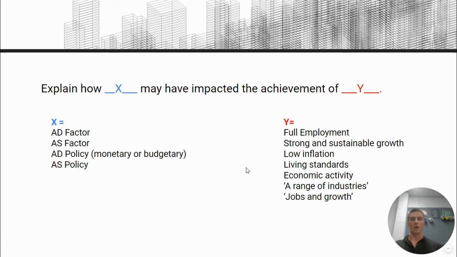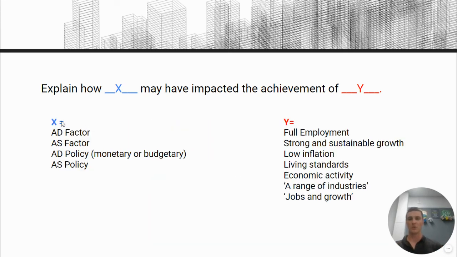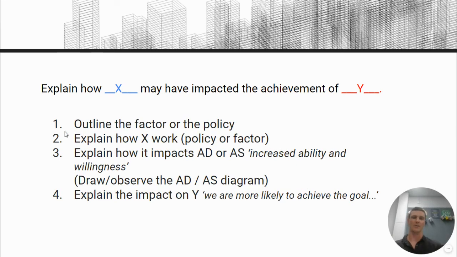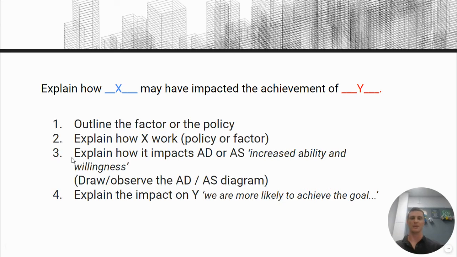Okay. So the way we approach this question, given that it could be a number of different combinations, we always outline the factor or the policy. So if it was consumer confidence, well, tell me what consumer confidence is. And this is not a perfect marking guide. Imagine that this is like a bit of a structure, call it a 4-mark question. So you want to tell me what the factor is, what the policy is, whether it's aggregate supply or aggregate demand. So outline the policy. Maybe if it's a policy, you want to give a contemporary example.